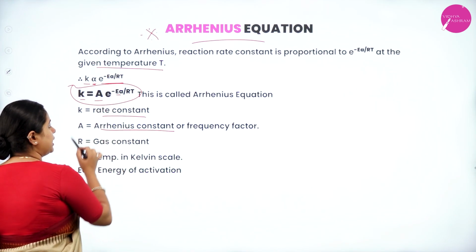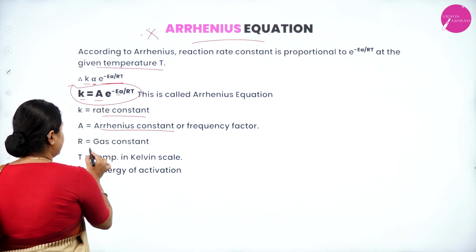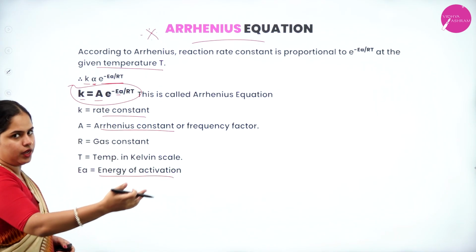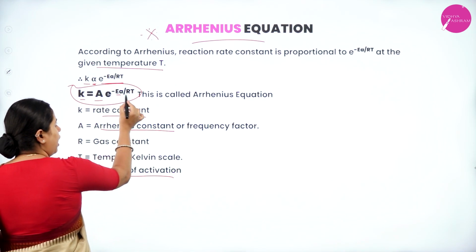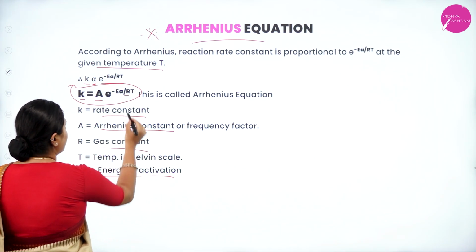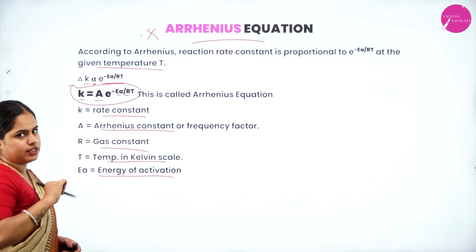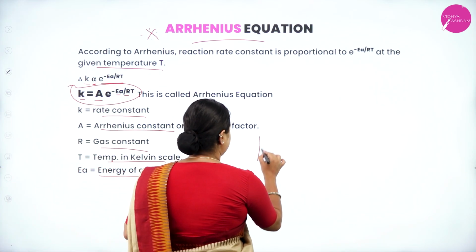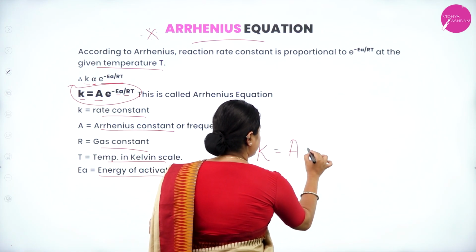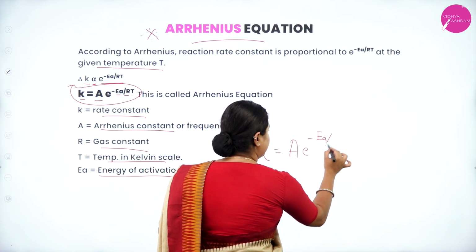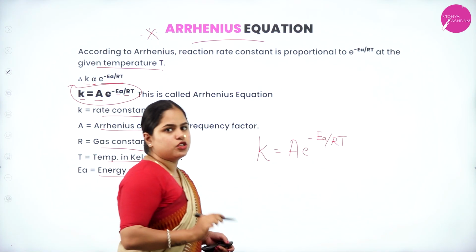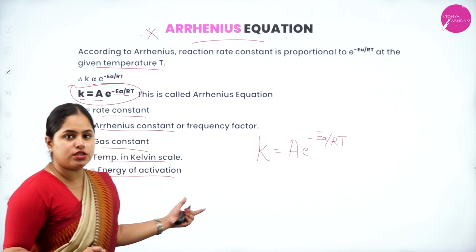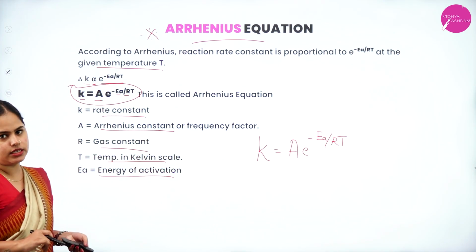Then you have minus Ea. Now what is this Ea? Ea is called the energy of activation or activation energy. What is that? We are going to study in the upcoming slides. R is of course the universal gas constant, and T is the temperature on the Kelvin scale. So these are the terms present here. This is a very important equation, that is k is equal to A into e to the power minus Ea divided by RT. This is the temperature dependence of the rate of the reaction. This was given by Arrhenius, hence it is called the Arrhenius equation.